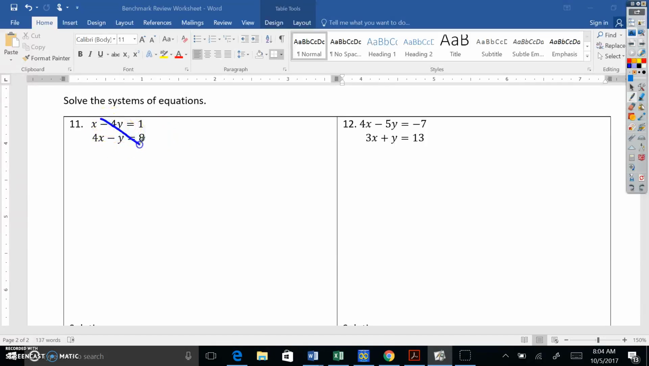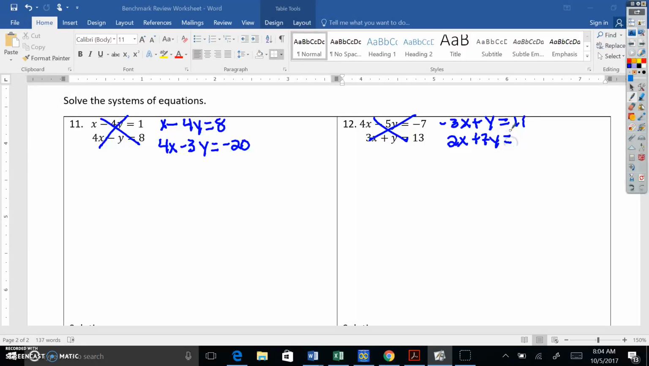What I'd like you to do first of all is to cross it out and replace it with x minus 4y equals 8. And then replace the second equation with 4x minus 3y equals negative 20. And I'd like you also to replace 12 with negative 3x plus y equals 11 and with 2x plus 7y equal to negative 15. Now in this video I'm going to show you how to solve number 11.